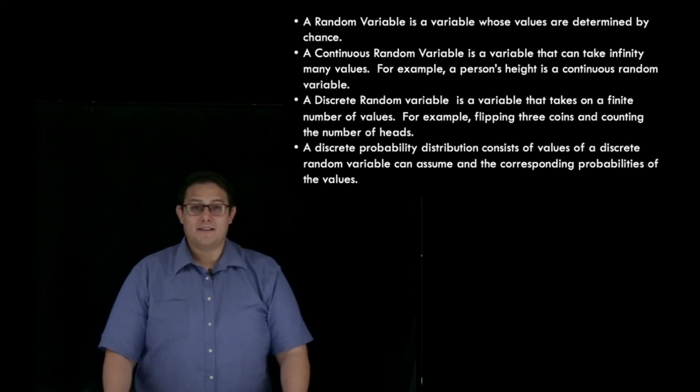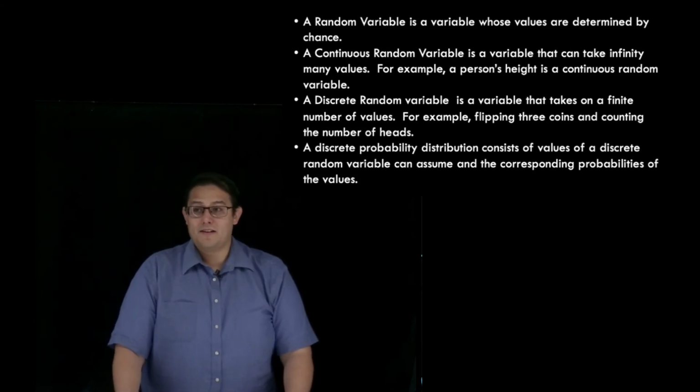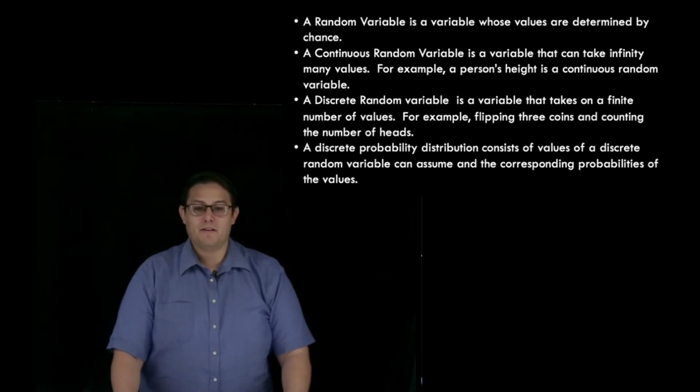A person's height is a continuous random variable because it could be any height in between, right? You could get decimals and all the numbers in between them. An example of a discrete random variable would be counting the number of heads when flipping 3 coins. If you flip a coin 3 times and count the number of heads, it can only be 0, 1, 2, or 3, and nothing in between. You can't get a 1.5 or anything like that.